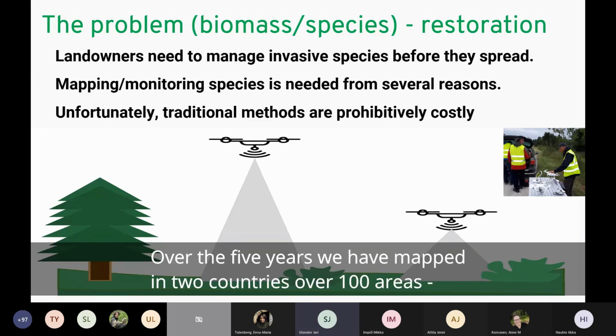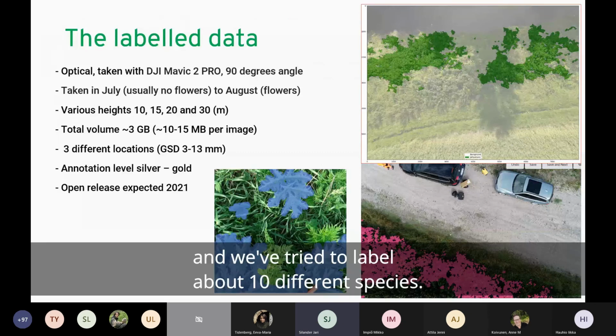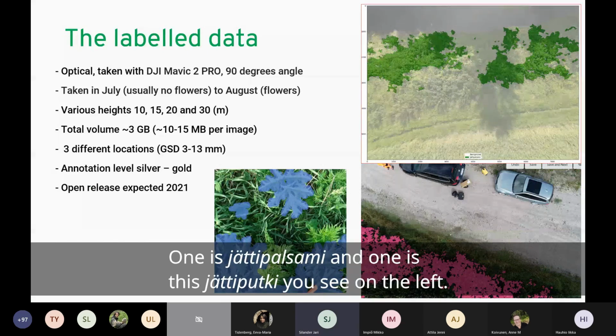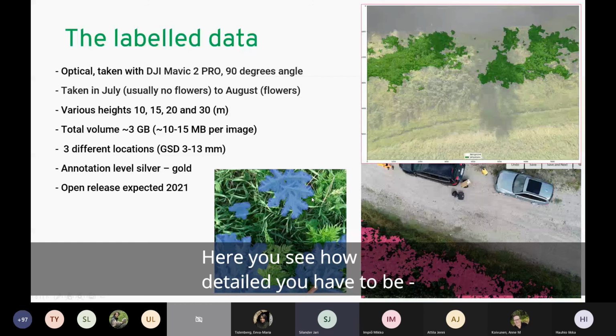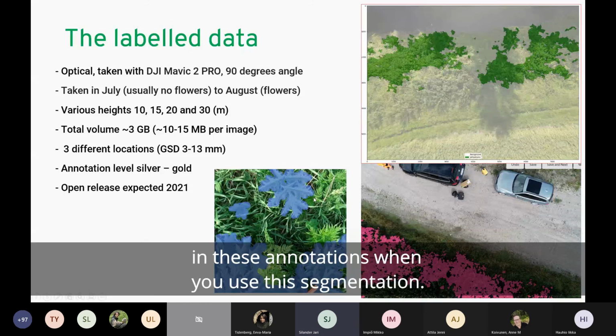Over these 5 years, we have mapped in 2 countries over 100 areas, and we have tried to label about 10 different species. One of them is this jättipalsami, and one is this jättiputki you see on the left. And here you will see how detailed you have to be in these annotations when you use this segmentation.